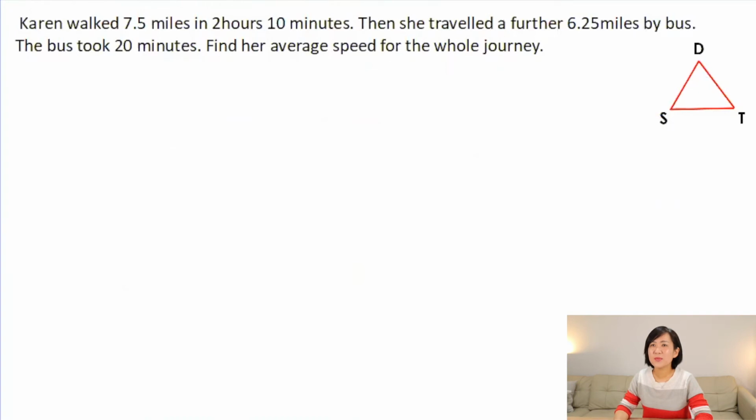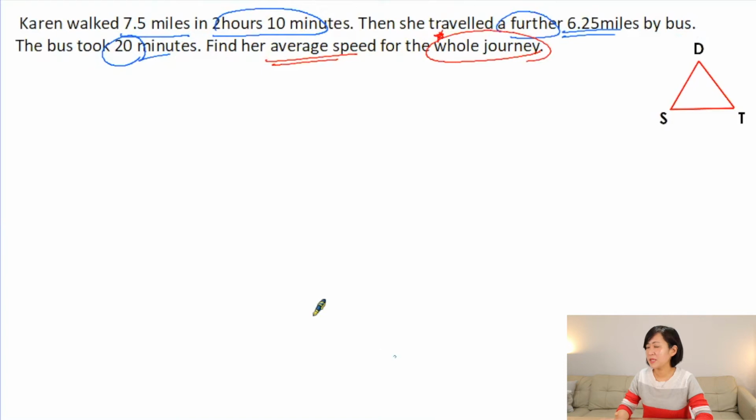Karen walked 7.5 miles in 2 hours 10 minutes. Then she traveled a further 6.25 miles by bus, which took 20 minutes. You need to find the average speed of the whole journey. It's important to check for the whole journey, because sometimes just the normal speed is written as the average speed. Don't get confused with it. Average speed means the average speed of the whole journey.